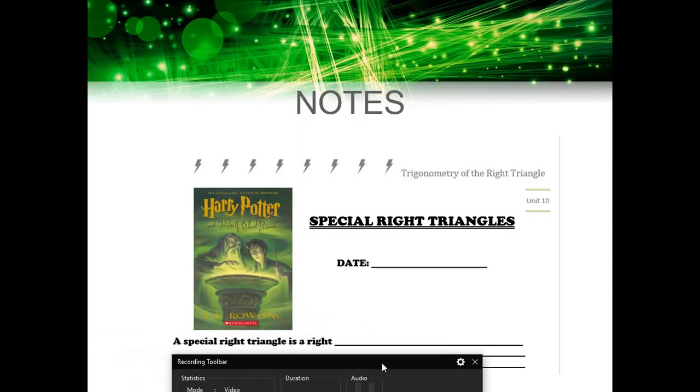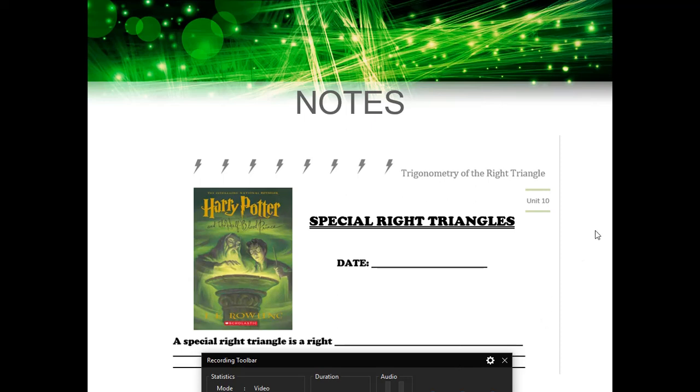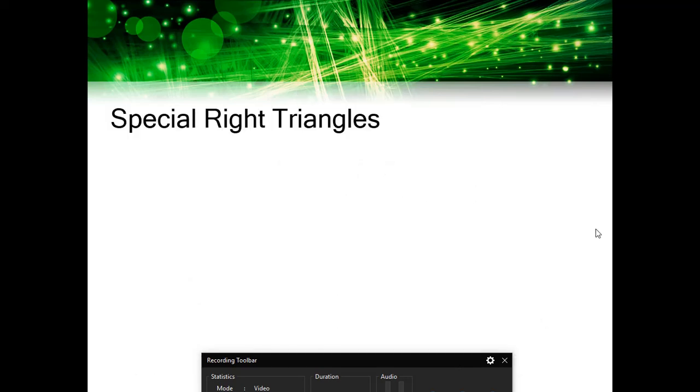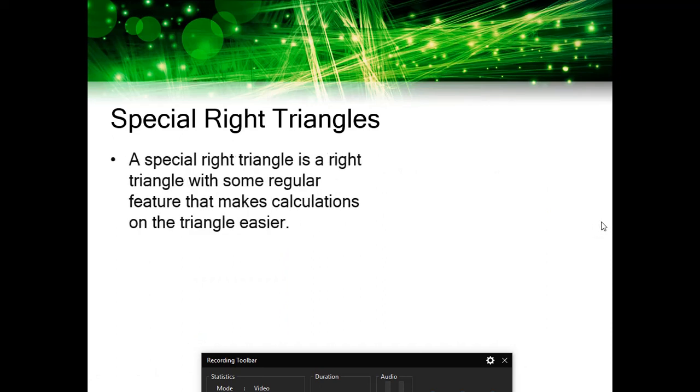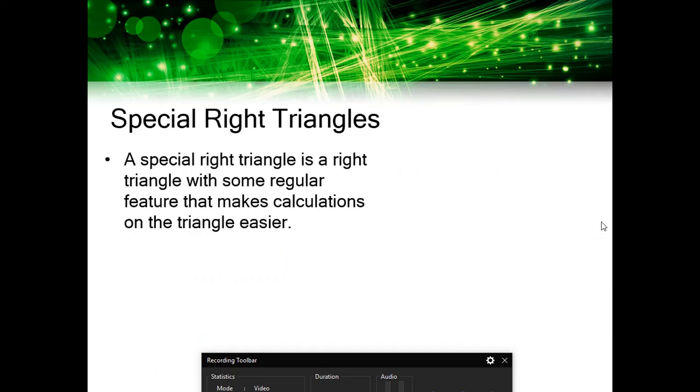This is the note packet that you'll need to go through the lesson with me. We've been working with right triangles since we started our trigonometry unit. If it's classified as a special right triangle, there are some circumstances about the measures of the angles or the measure of the sides that will allow you to do calculations really quickly. You can really do some mental math with this.